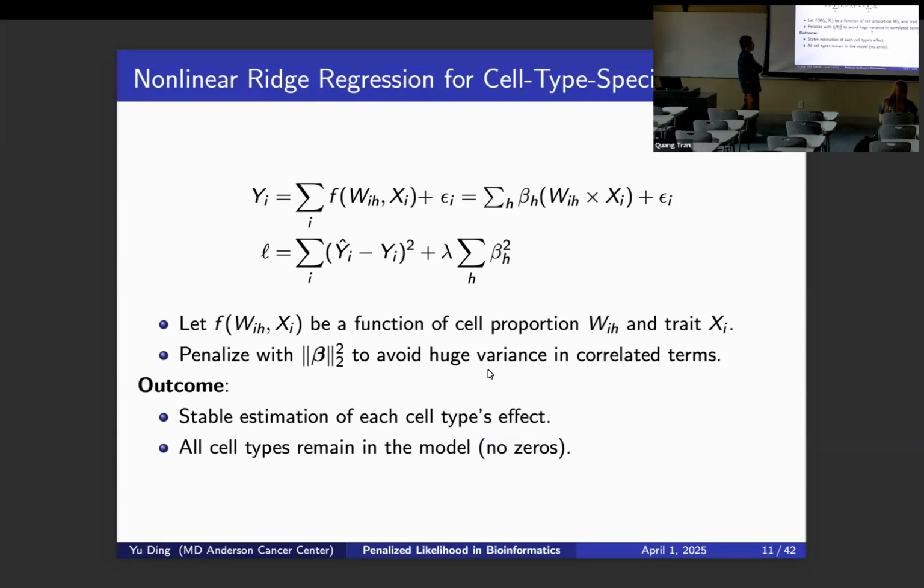So what are the potential outcomes? I do not want to show the results from that literature, but to explain simply, it will give a stable estimation of each cell type's effect, and all cell types remain in the model, which means that there is no feature selection.